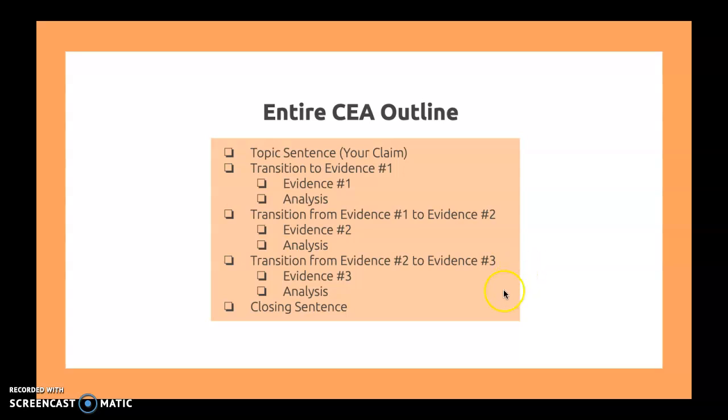The very last thing you're going to want in your paragraph is a closing sentence, and this is a recap of everything that you have talked about in your CEA, as well as what else you need to say to prove your point.